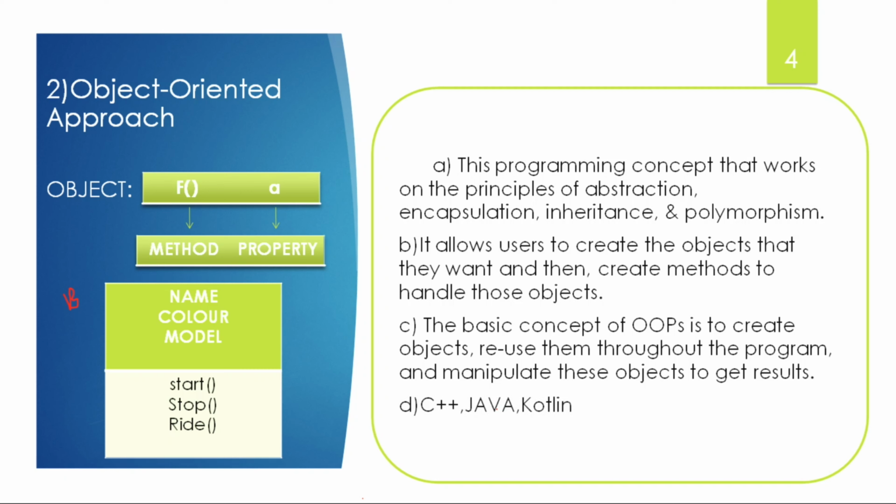Some of the examples of object oriented programming are C++, Java and Kotlin. Kotlin is also a language where both function oriented and object oriented approaches are used.